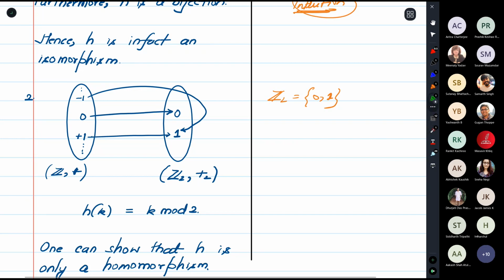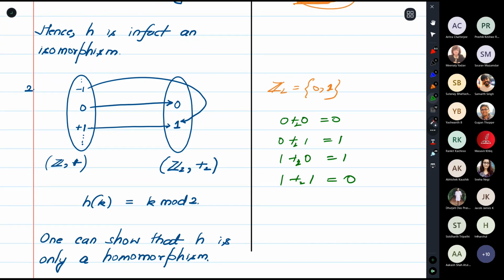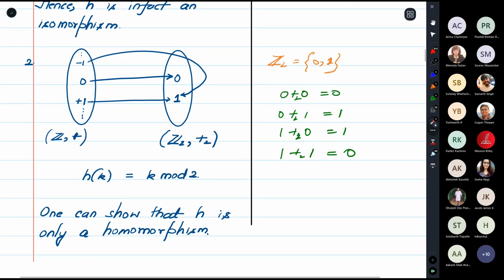What this means is that 0 plus 0 is 0, and 0 plus 1 is 1, 1 plus 0 is 1, and 1 plus 1 is 0. This is the result that you will obtain by doing the usual addition and then looking at the remainder of that when you divide by 2. So this is what addition mod 2 means. Now this is one of the groups, this is the second group. And now let us define the function h in the following way. Every integer k over here is mapped to k mod 2.